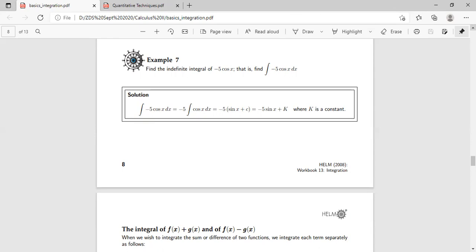And then the last one is the integral of x squared plus 1 over the square root of x dx.